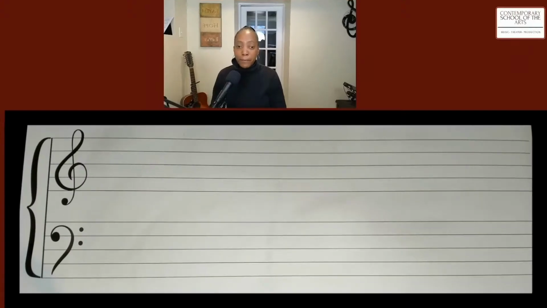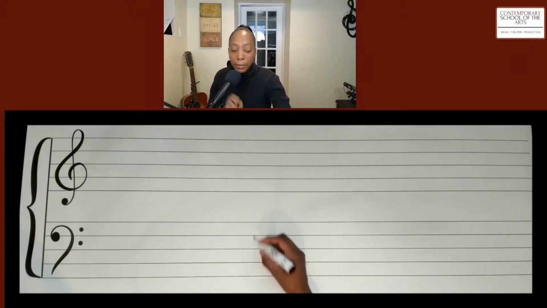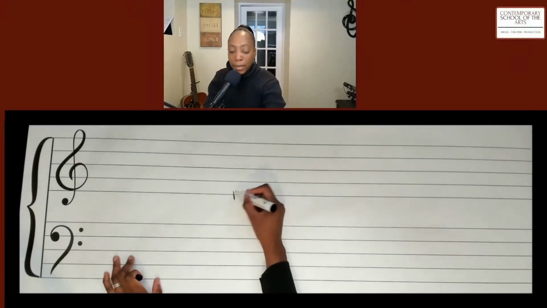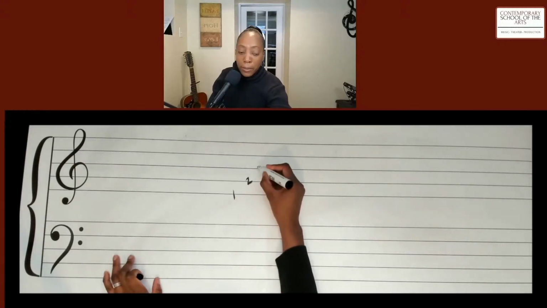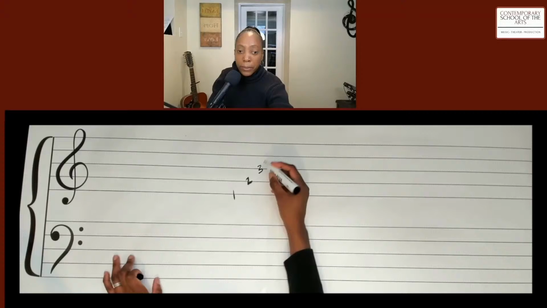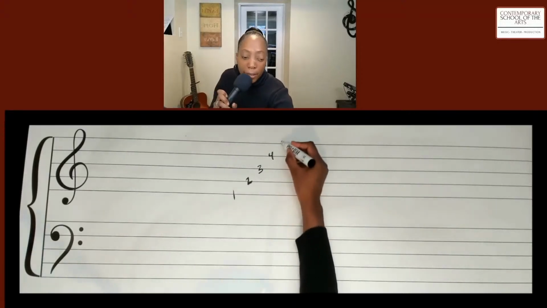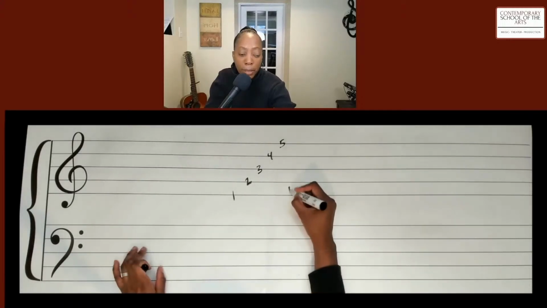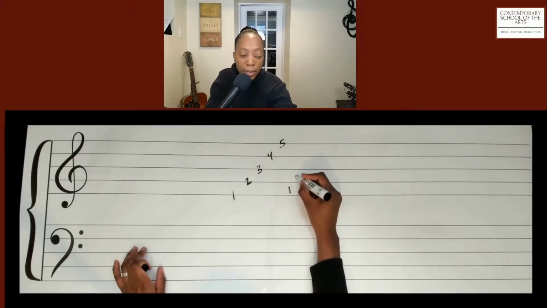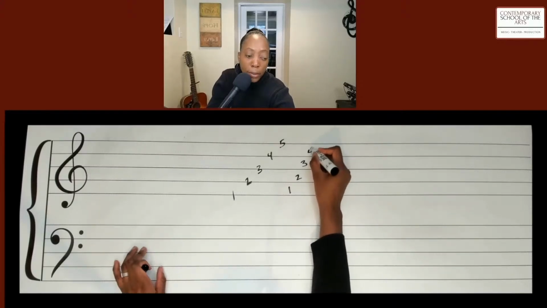you learned that music is written on a staff with 5 lines. Remember? 5 lines and 4 spaces. We count from the bottom to the top, line 1, line 2, line 3, line 4, and line 5. Those are our 5 lines, and space 1, space 2, space 3, and space 4.